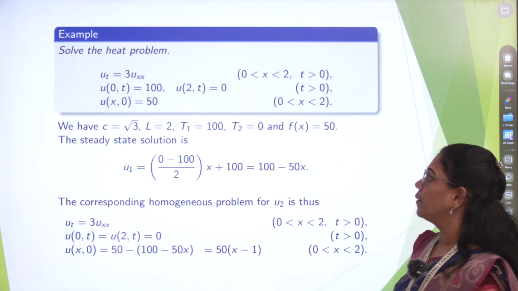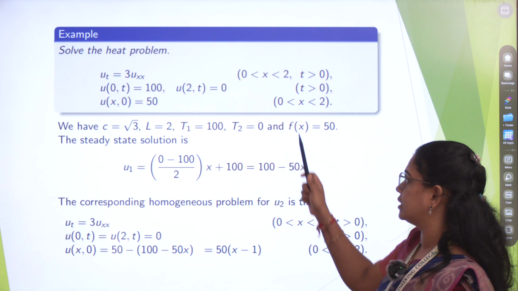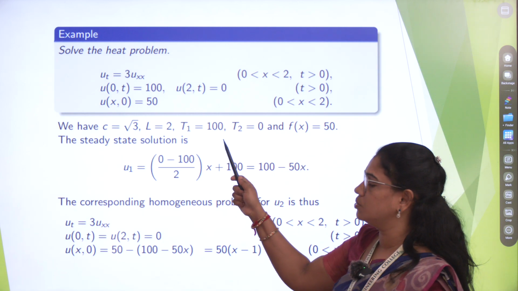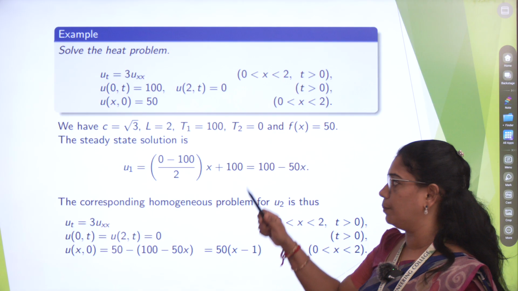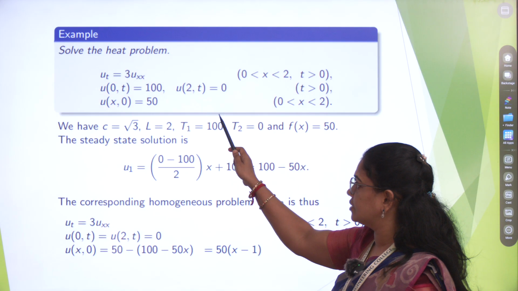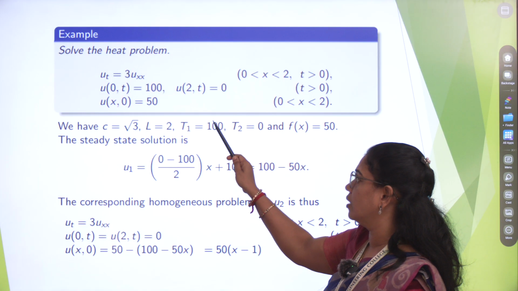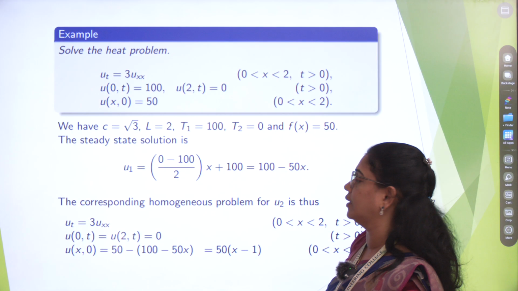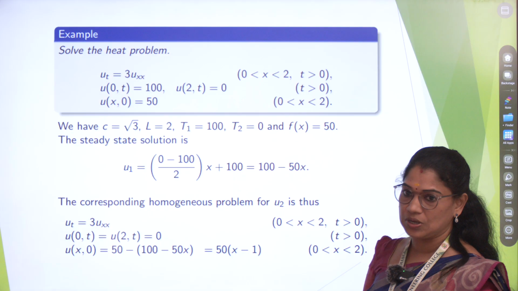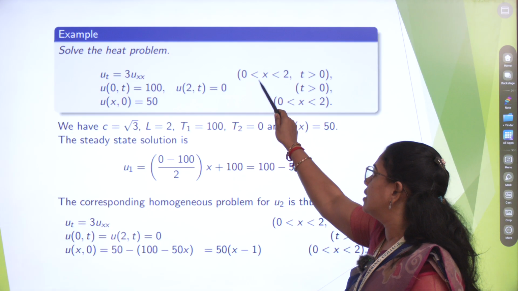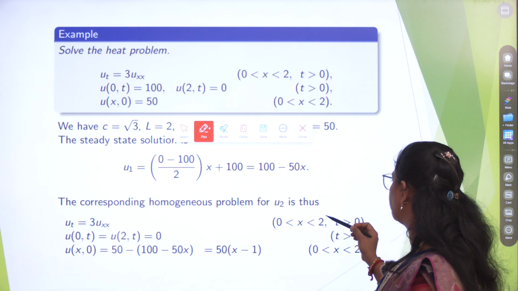Next example, solve the heat problem. The given conditions are, first, ut equal to 3 u double x. Next, the initial and boundary conditions are u of 0 comma t equal to 100 and u of 2 comma t equal to 0, because the given interval is 0 to 2.